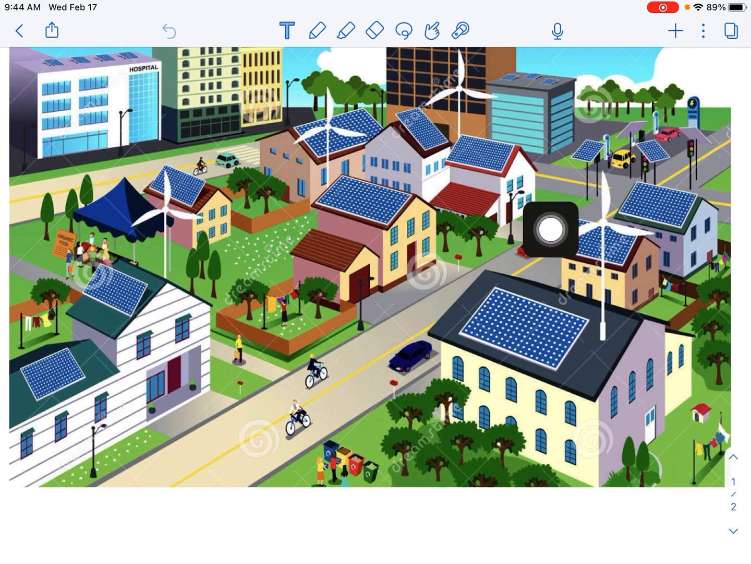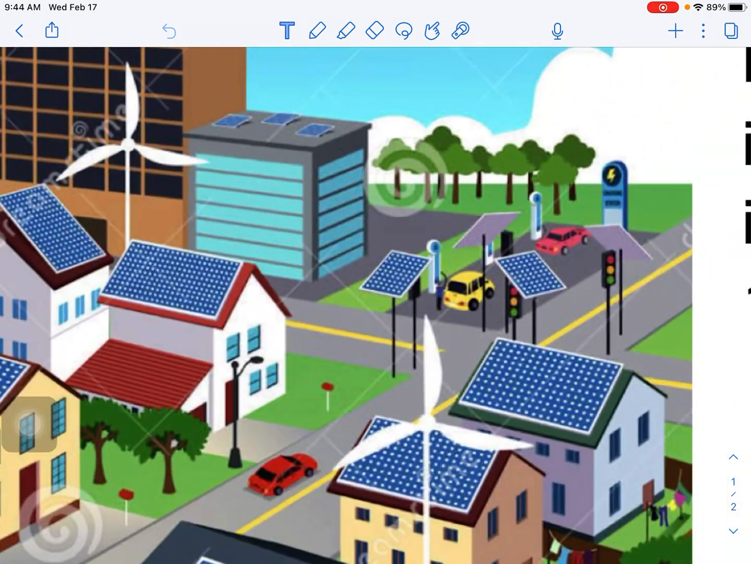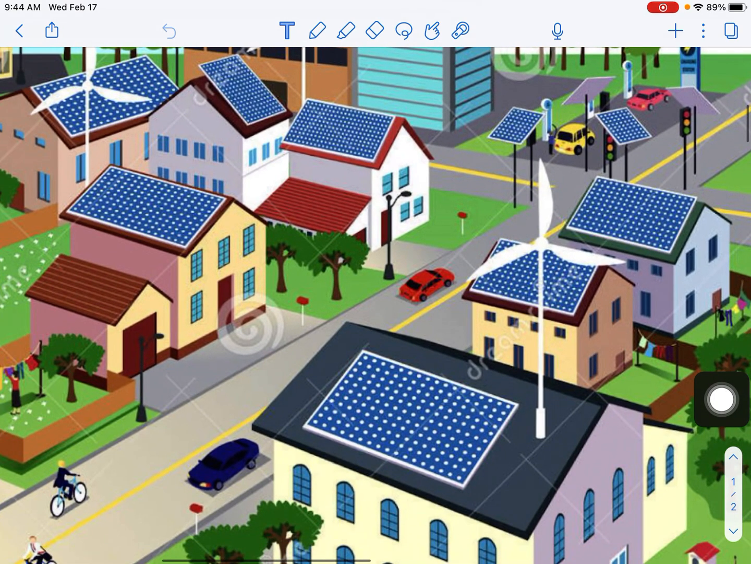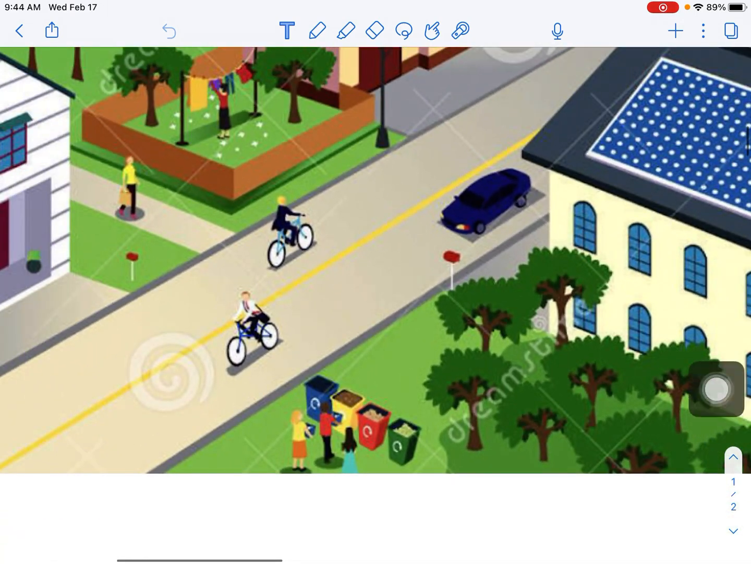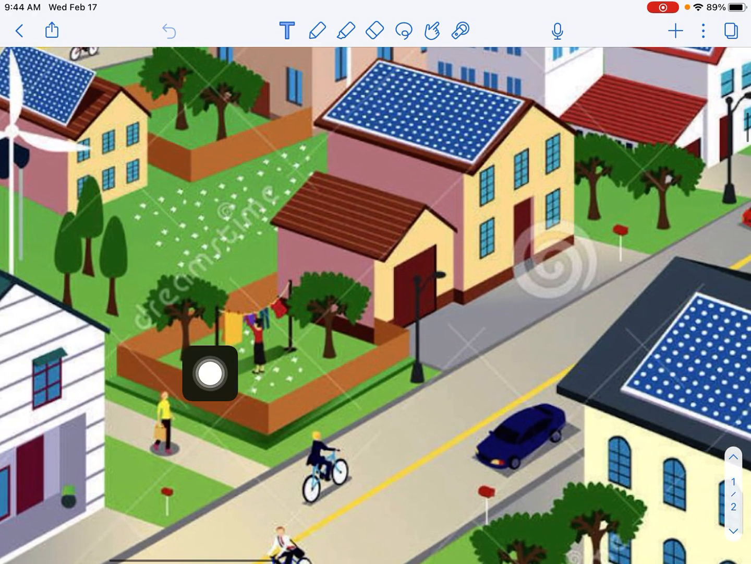I also see some wind turbines. This is going to collect the energy from the air. As the wind is moving, they spin and they generate clean energy. Ooh, lots of good stuff. If I zoom in over here, I see a charging station. That makes me think these are some electric cars. I also see people riding bikes. And down in this bottom part, we have some recycling going on.